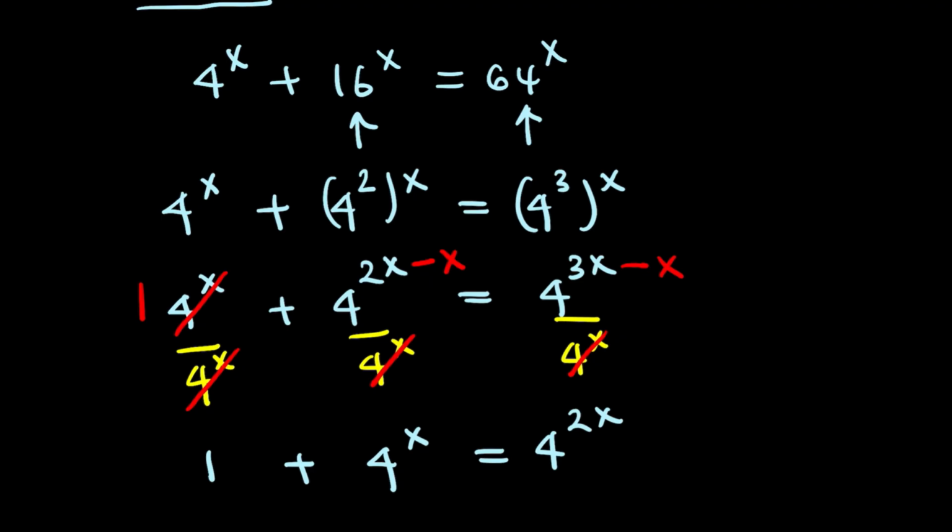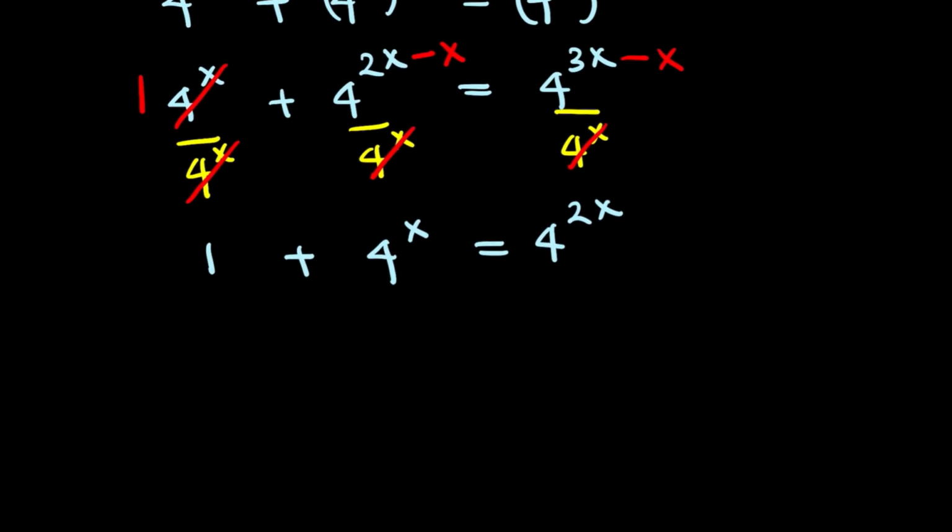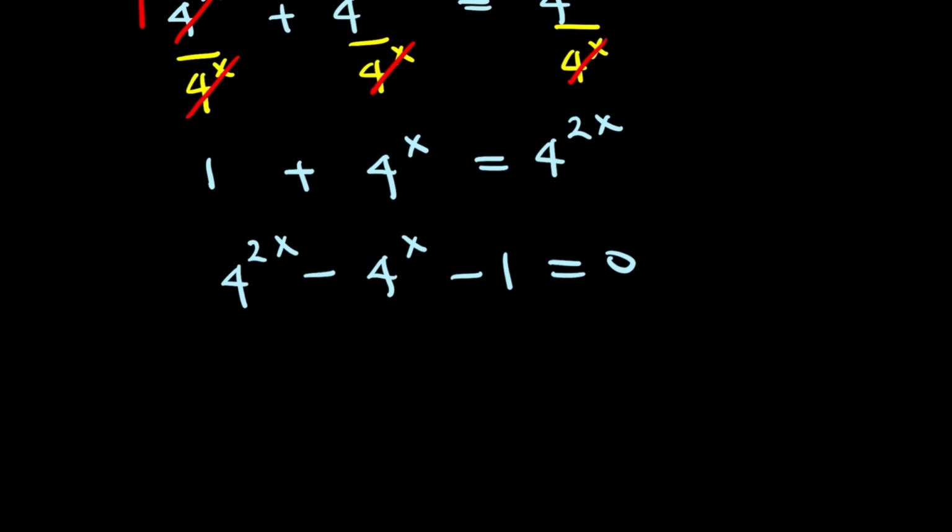If I rearrange this new equation, I'm going to have 4 raised to power 2x minus 4 raised to power x minus 1 is equal to 0. Indirectly, we have a quadratic equation, but I can make a simple substitution and say let 4 raised to power x be p, for instance.